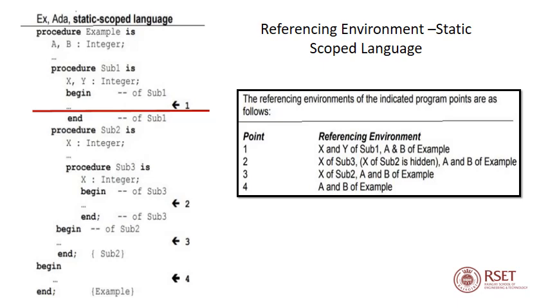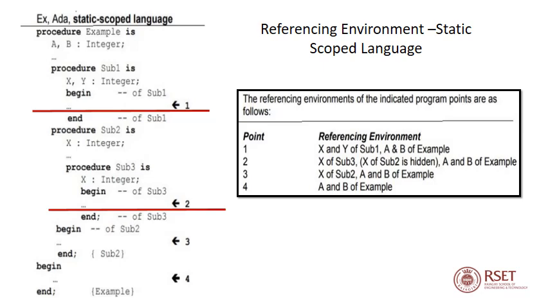Then we have another procedure sub3, which is nested inside sub2. So the enclosing procedure of sub3 is sub2 and the enclosing procedure of sub2 is example. Now within sub3 we again have a variable x. The declaration of this variable x effectively hides the declaration, the scope of the variable x in sub2.